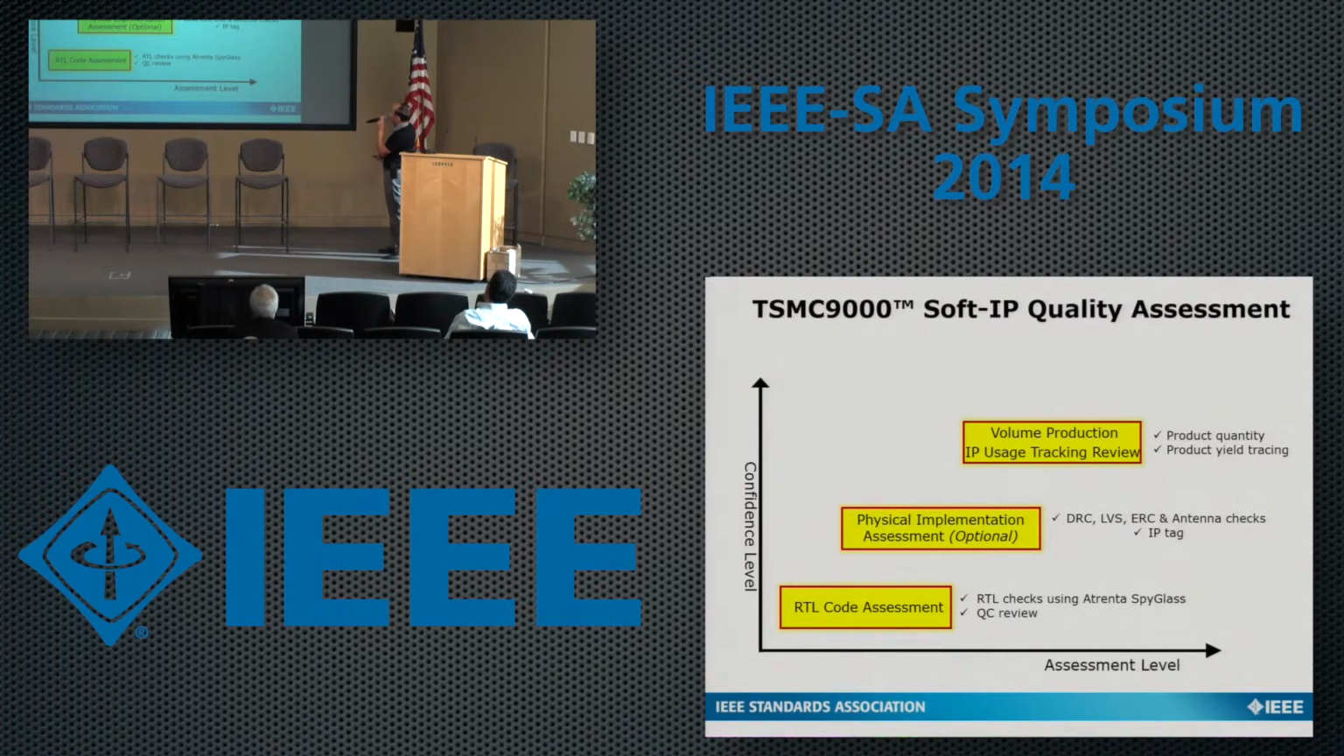And then this is soft IP quality assessment. A lot of the talk earlier today was about high-level design, system-level design, so we do have a program that addresses soft IP. Right now we have 3 levels, the first being RTL code assessment, and we're using a partner tool called Synopsys SpyGlass to do all of the checking for us. Then physical implementation assessment, which is optional, meaning that if you put this into physical design, what other things you can predict from that soft IP will be covered by that. And then certainly volume production, IP user tracking review.